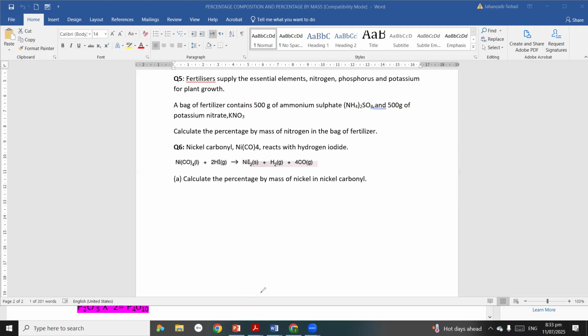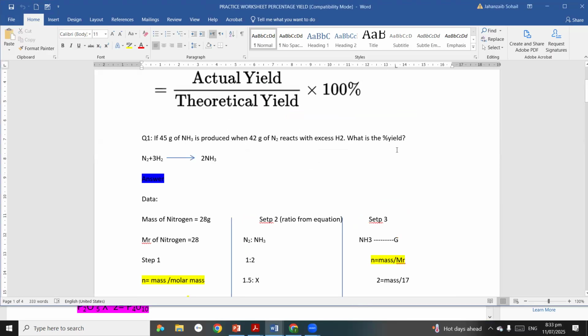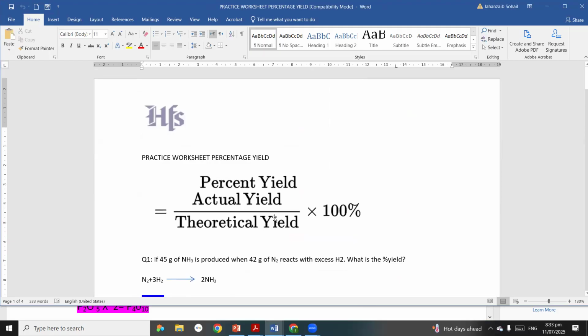Now the next concept, that is percentage yield. Okay, let's see how to calculate the percentage yield. This is very applicable whenever you do a job in the pharmaceutical industry.